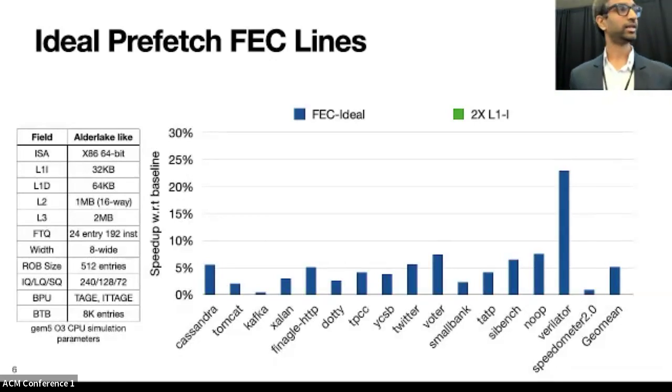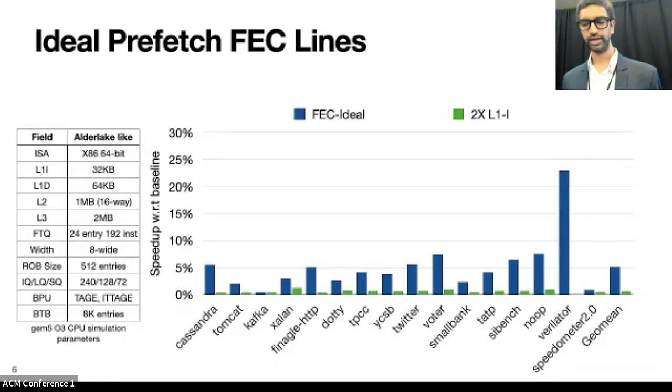Since iCache misses are a problem, let's try to scale the iCache and see how much we get. It shows that it only gives you 0.7% geomean speedup. This is because FEC lines are a small portion of all lines, so your replacement policy is not aware of critical versus non-critical lines. Even if it were aware, at times the volume of non-critical lines is high, and you might be evicting critical lines. So how do we build a prefetcher to prefetch FEC lines?